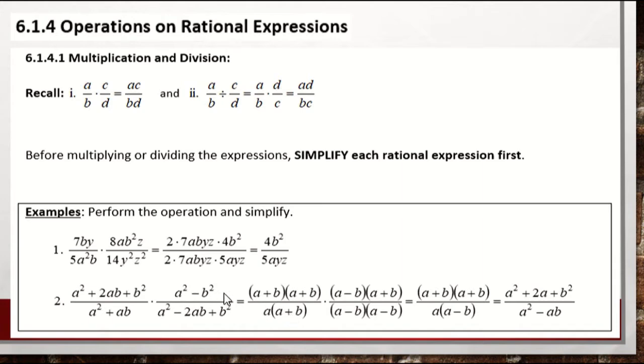Then, this other part is a difference of two squares. So what happens when we factor this is a sum and difference. So it becomes a minus b times a plus b. This is called special product and factoring. Okay, here in the denominator, it is also a perfect square trinomial but negative. So its factoring is a minus b times a minus b.